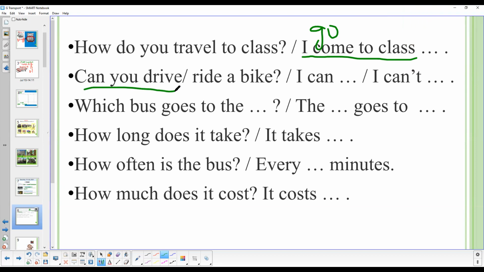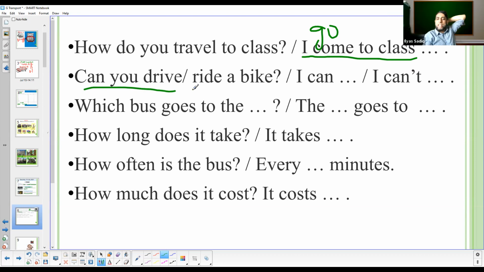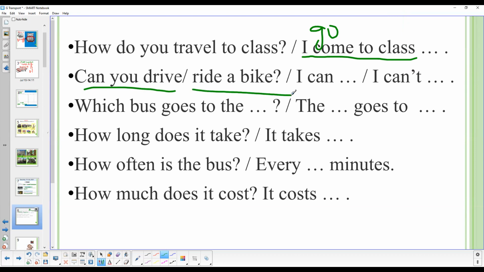No, I can't. Yeah, well then, I can't drive. Can you ride the bike? I can't. No, I can't. I know a lot of you might not be able to ride a bike.